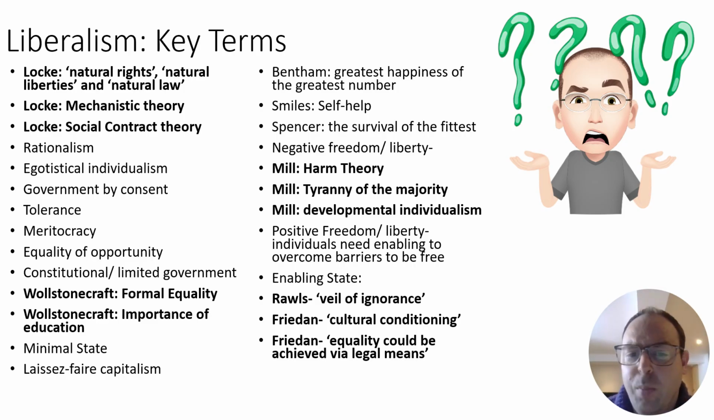Friedan is a really important and significant writer, not only in feminism but also in liberalism. So it's about other things that can restrict people's freedom. She talks about cultural conditioning and how that restricts the freedom of women. And then again, she underlies this idea that equality can be achieved through legal means, and so she rejected some of the more direct action in the second wave of feminism, concentrating on legal methods, and that would fit with the idea of positive freedom.